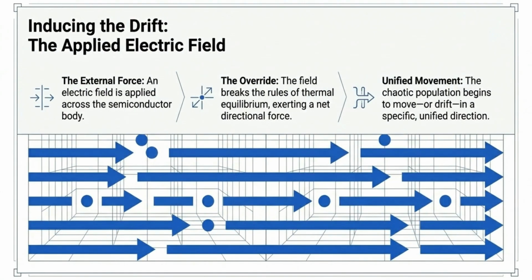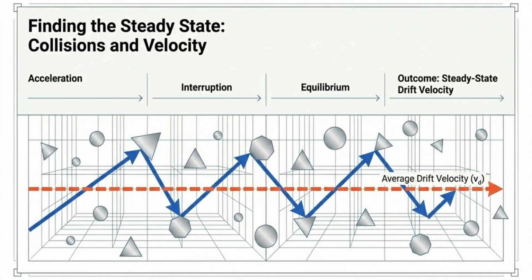Applying an external electric field breaks this equilibrium. It exerts a net directional force, causing the chaotic population to move, or drift, in a unified direction. The applied field causes acceleration until a collision interrupts the motion. The result is a steady state where the charge carriers maintain an average drift velocity.